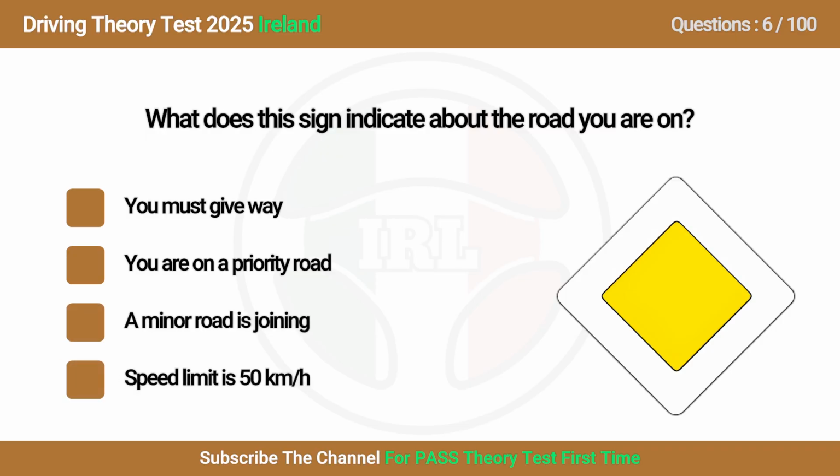Question 6. What does this sign indicate about the road you are on? A. You must give way. B. You are on a priority road. C. A minor road is joining. D. Speed limit is 50 kilometers per hour.